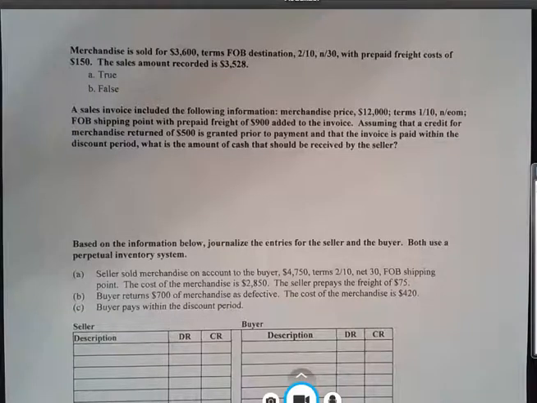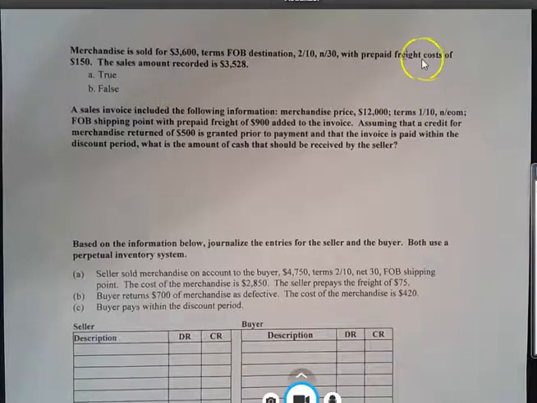All right, let's continue our discussion of merchandising businesses. I have a true-false question here. It says merchandise is sold for $3,600. Terms FOB destination 2/10, net 30, with prepaid freight costs of $150. The sales amount recorded is $3,528. True or false?